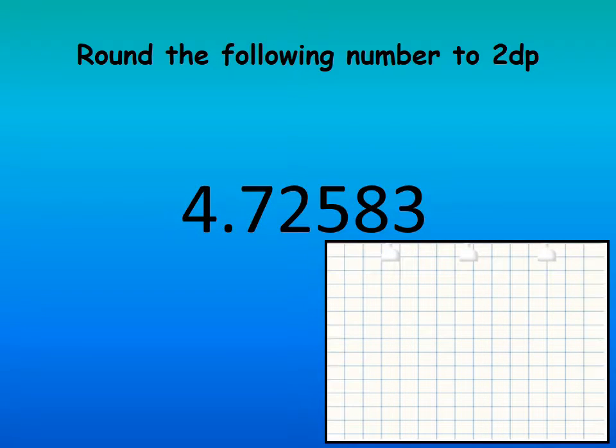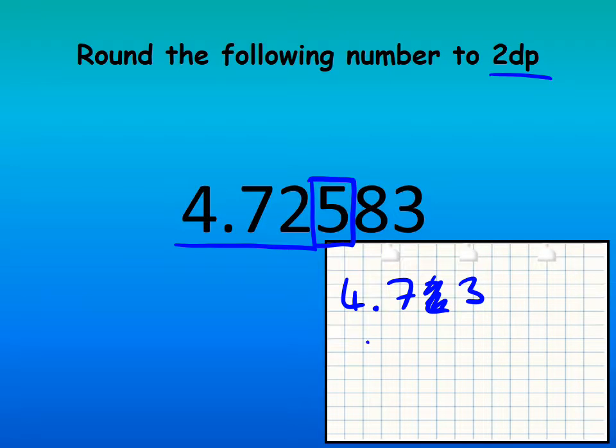So let's try another one. This time it says 2 decimal places. So I need to write my number with 2 numbers after the decimal point. So I'm going to write down 4.72. Now I'm going to check: does the 5, the next number, affect my 2? 5 is 5 or more, therefore my 2 is crossed out and goes up by 1. So it becomes 4.73. That is my answer.